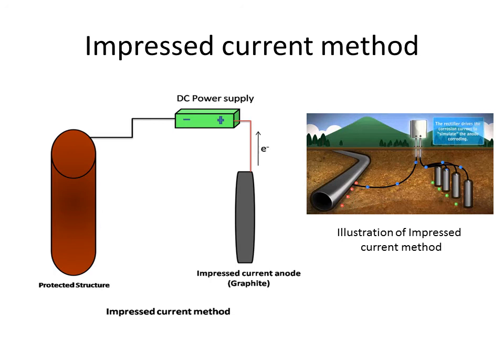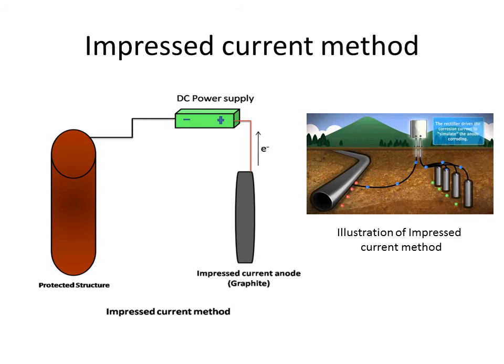Another method of cathodic protection is the impressed current method. This is also similar to the sacrificial anode method, but in this case inert anodes are used. Inert anodes like graphite, platinum, and platinized titanium are used as anodes here, and the structure to be protected will act as the cathode. The only difference here is that these anodes and cathodes are connected together by a DC power supply.